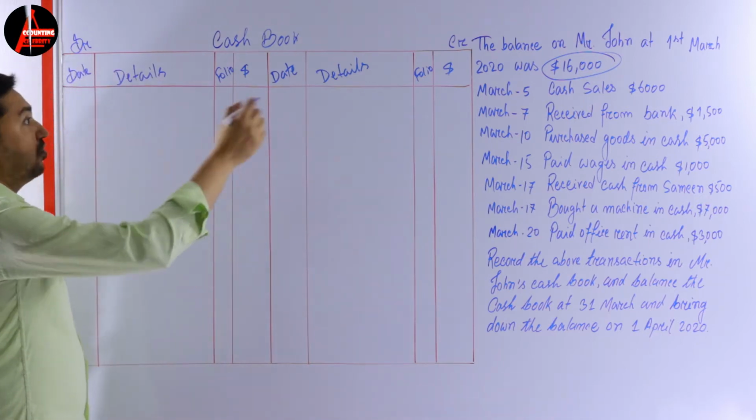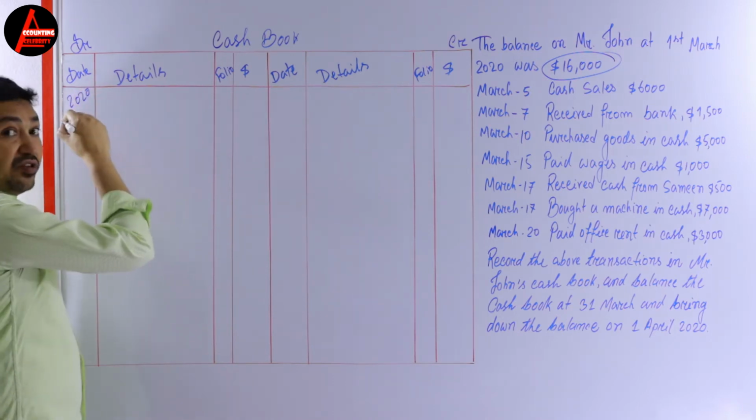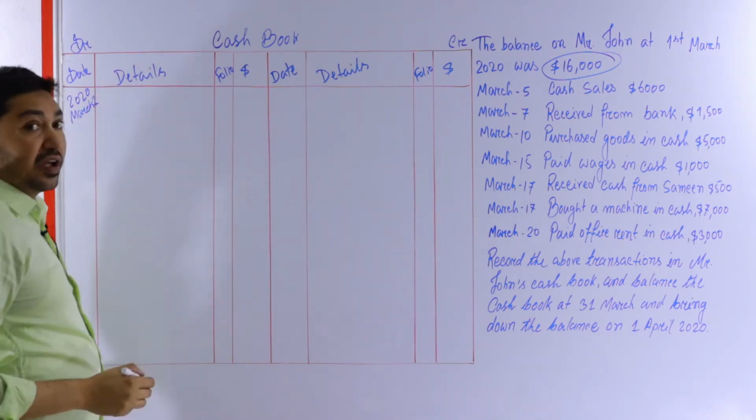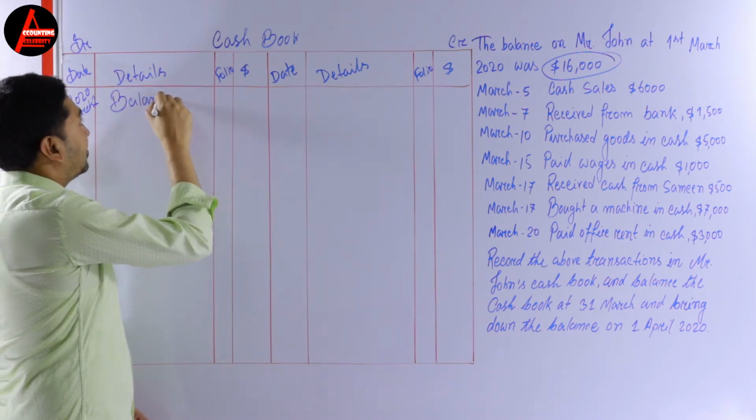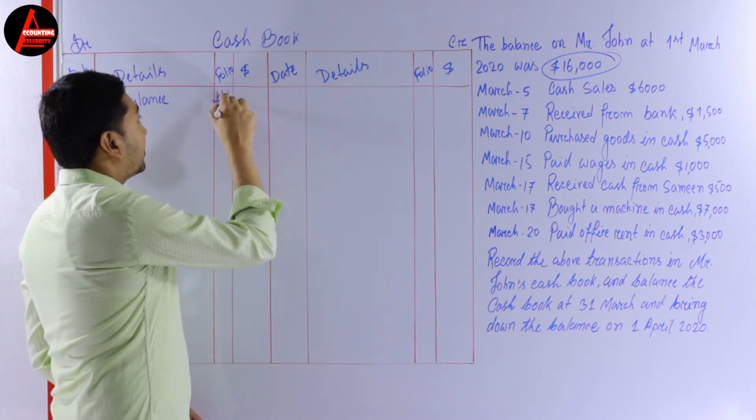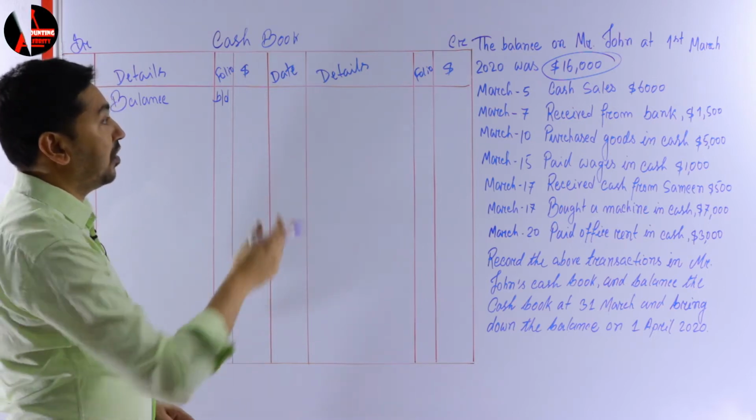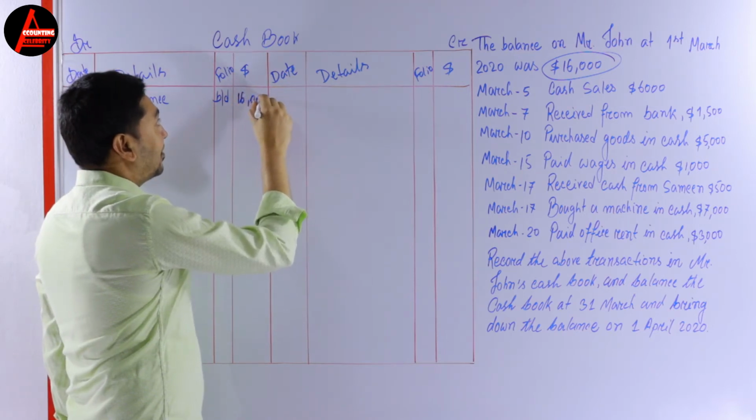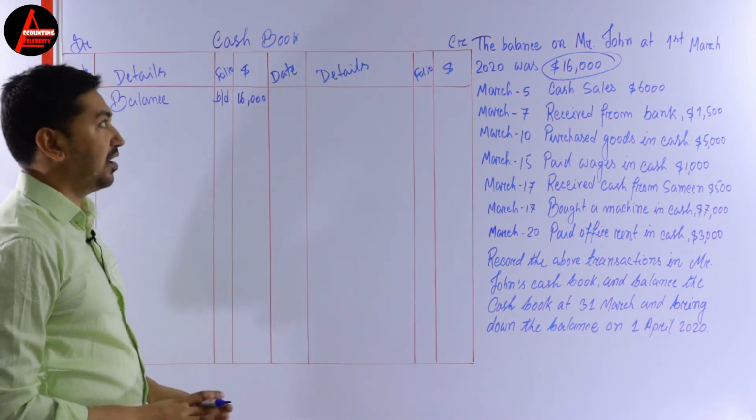Okay, so right here, what is the date written? 1st March 2020. So write 2020 here, and March 1. So this is the balance, so you write here balance, and in the folio column you will write BD. BD means brought down. You brought this balance down from the previous month. The value is here $16,000. So we recorded the cash balance.